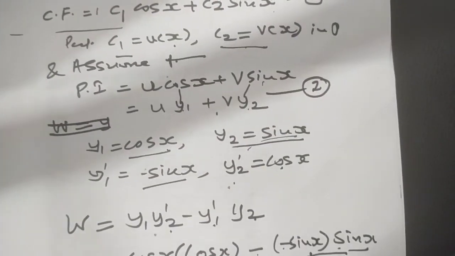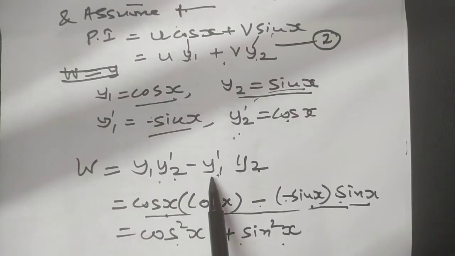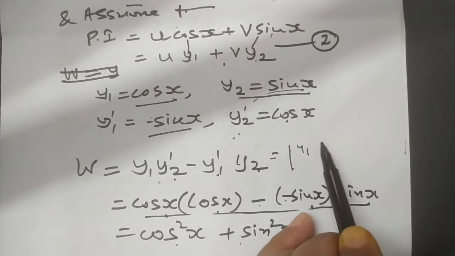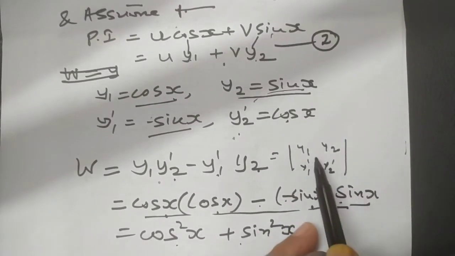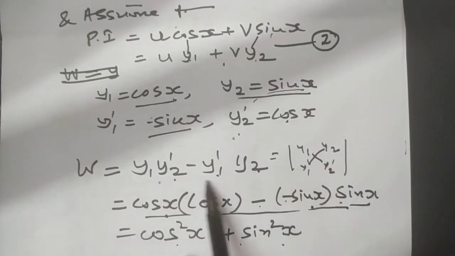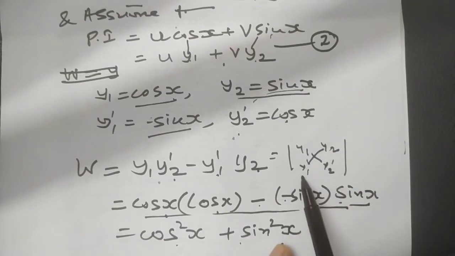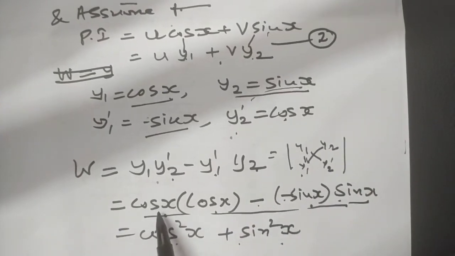Then W is calculated. W is y1 y2 dash minus y1 dash y2. This is actually a determinant: y1 y2, y1 dash y2 dash, and if you expand this, you get it in this particular form, y1 y2 dash minus y1 dash y2. So I put the values here.